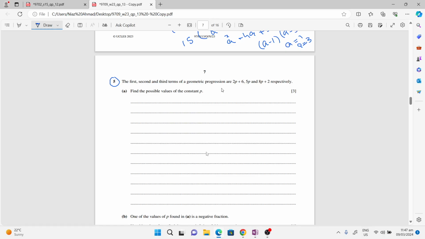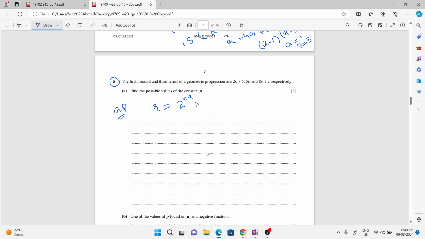Just divide 8p plus 2 by 5p, equals 5p over 2p plus 6, and then solve for p. For GP, you need to show some working as well, because there are some rules in Cambridge. Omission of essential working, you cannot do that. For GP, you need to get your common ratio r, and r can be obtained as the second term divided by the first term. You can show that for the examiner, it is worth 3 marks.